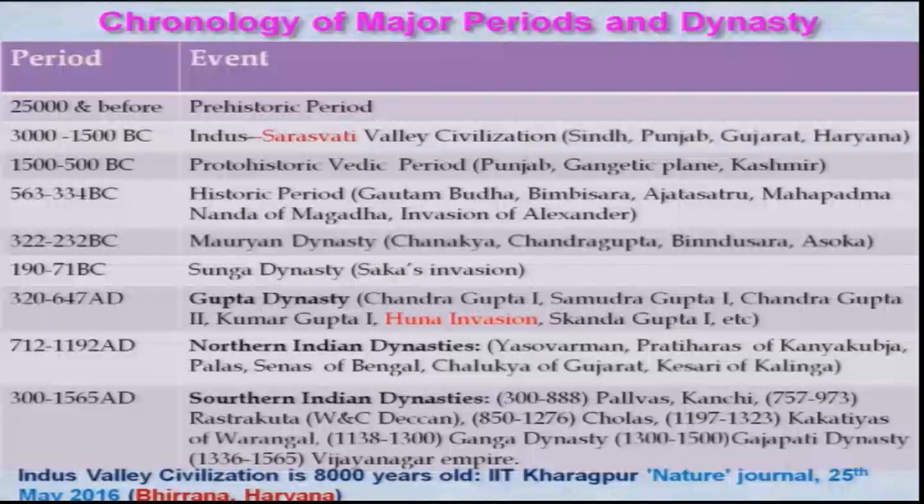They have published this work in Nature, which is a very prestigious journal, on 25th May 2016. They have excavated the data at the Bhirrana region in Haryana, and they are claiming that the Indus Valley civilization is not 3000 years BC, it is basically 8000 years back. So it is older than Mesopotamia, and that is the claim.